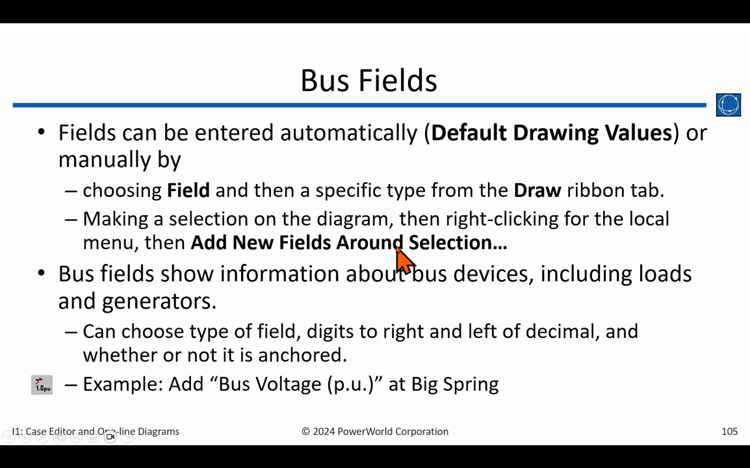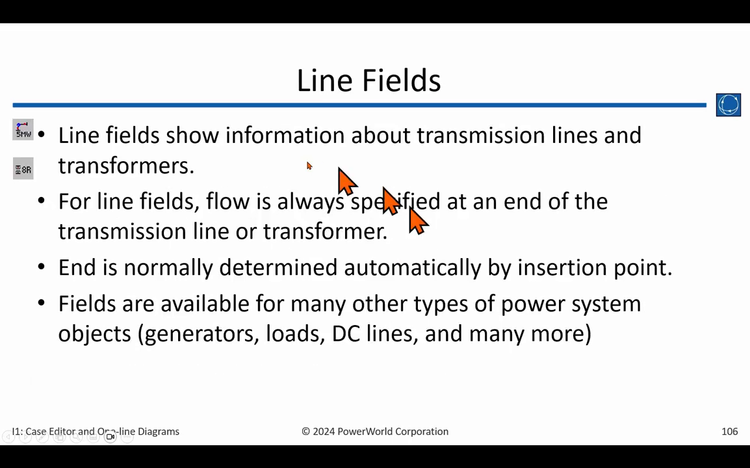The next slide just talks about line fields. That's another option from the draw ribbon. I'm not going to go through a detailed example like I did with buses, but it's done the same way. Basically, you can click on the diagram next to a line.